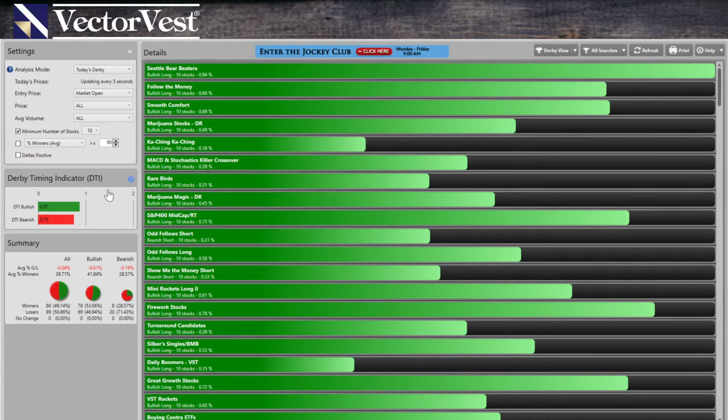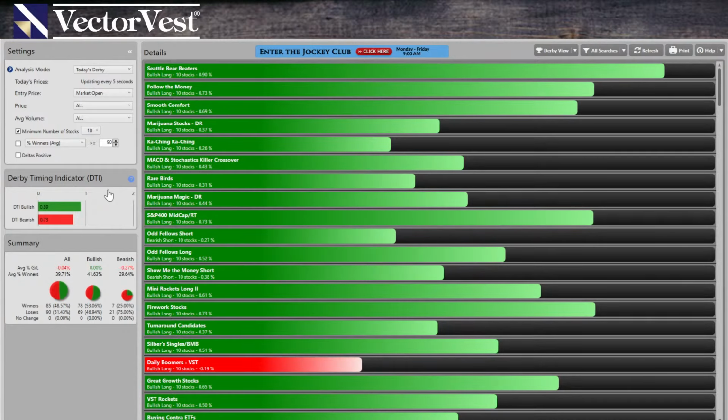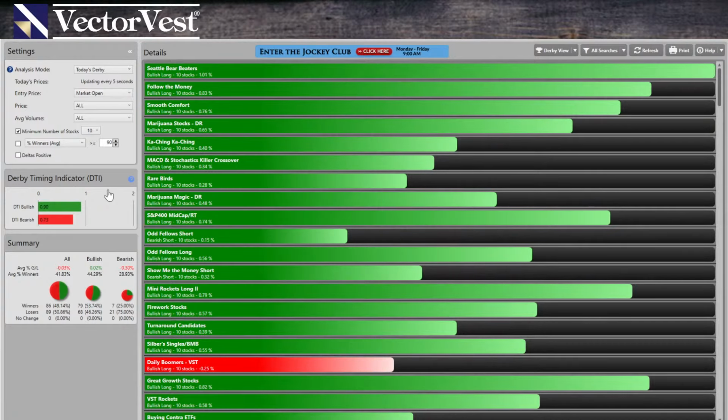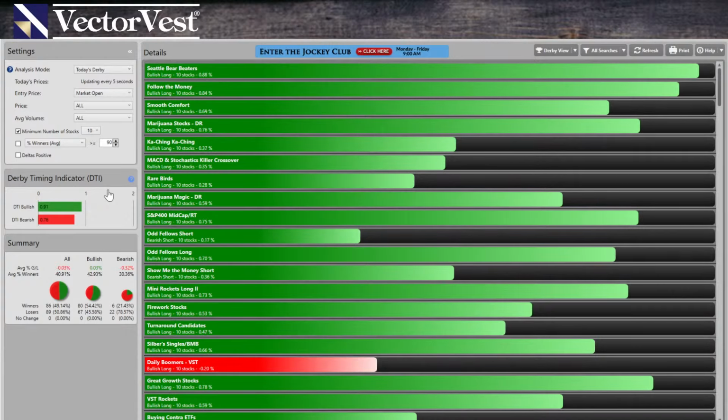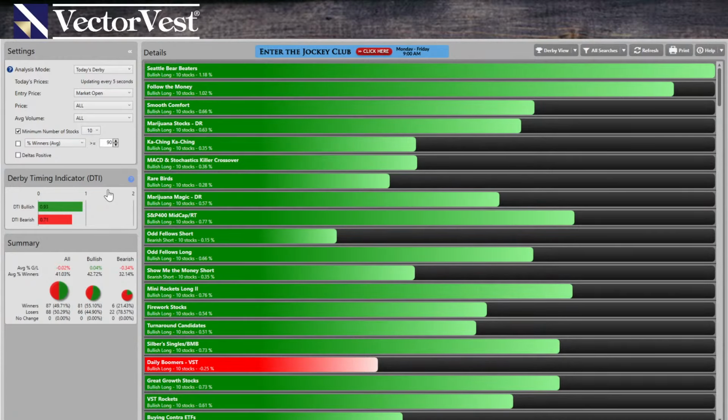Now, here's our Derby timing indicator on that scale between 0 and 2. Currently, both DTIs, the bullish and the bearish, are below the value of 1. We don't have any direction right now, so we're going to let the market come to us. If I'm trading stocks, I let my stops manage the trades. Right now, I'm not picking up any new trades until the Derby can give me some form of direction.